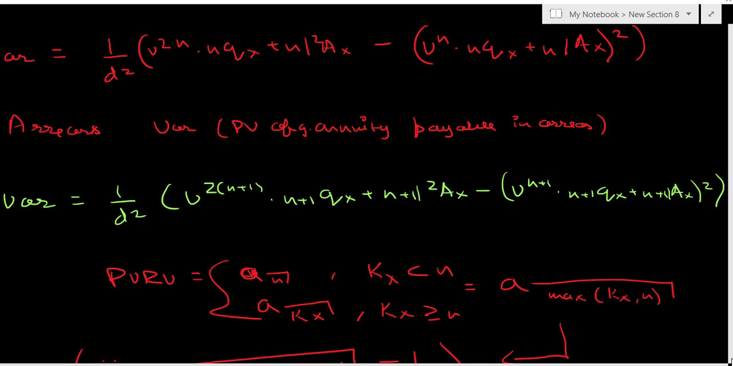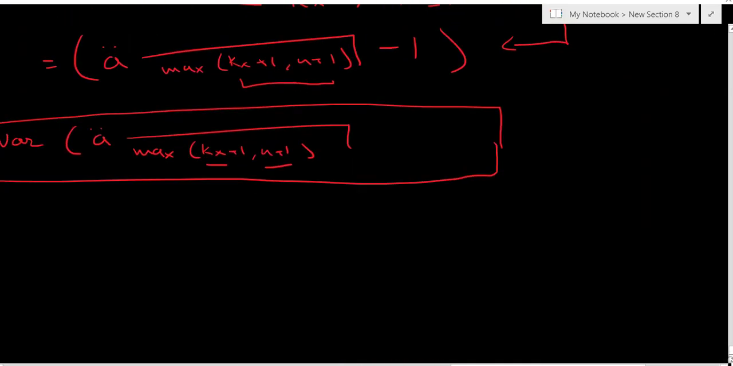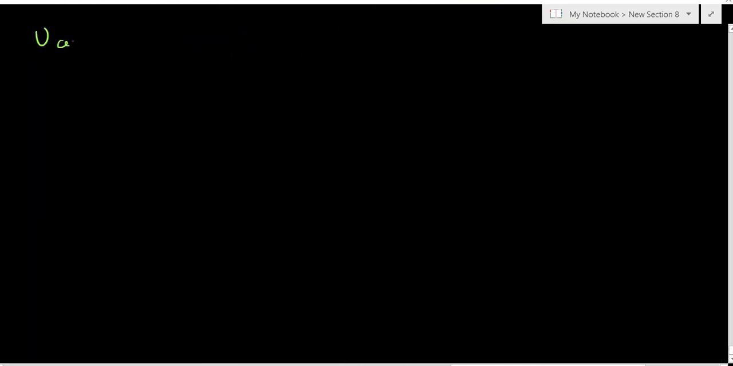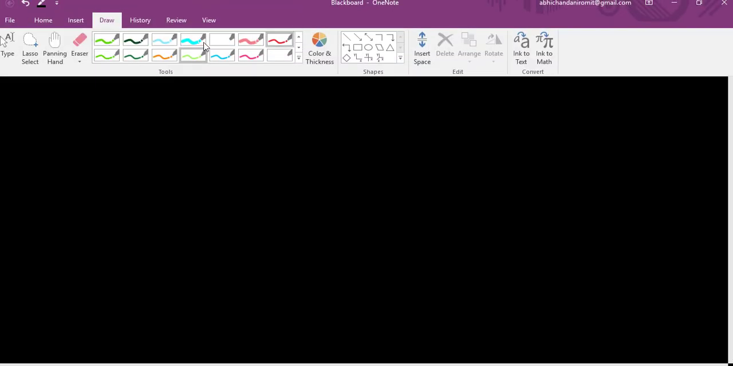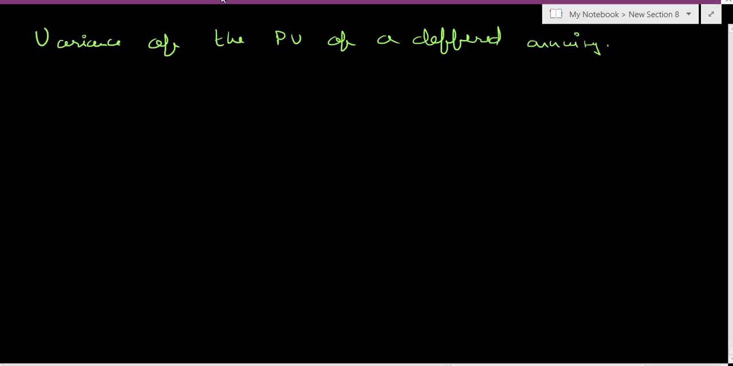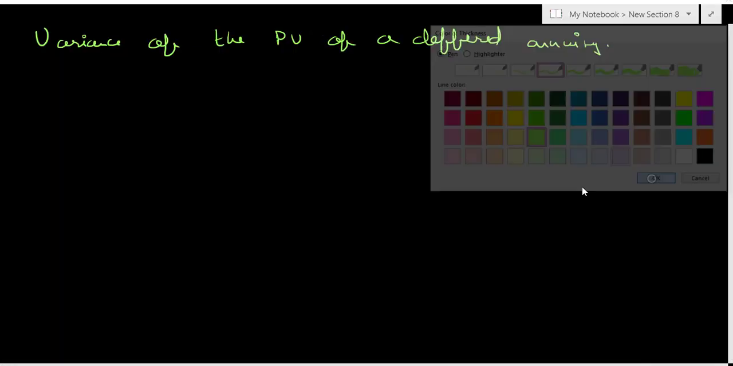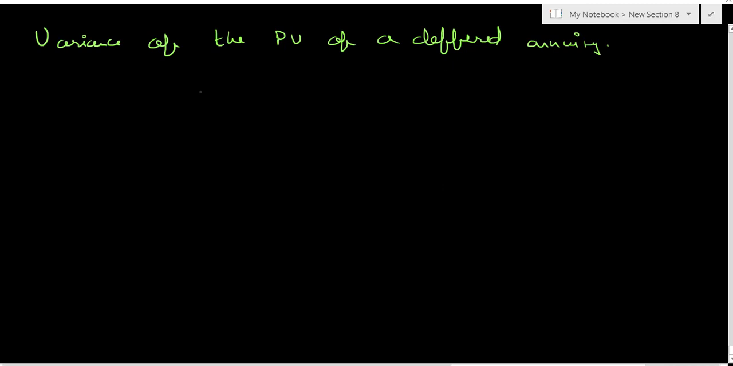Now I'm going to move on to the next part where I am going to evaluate the variance of the PV of a deferred annuity. Okay, that is what I'm going to do. Variance of the PV, I'm sorry, not the EPV, the PV. So I'm going to do it for a deferred annuity due. So how do I go about this?